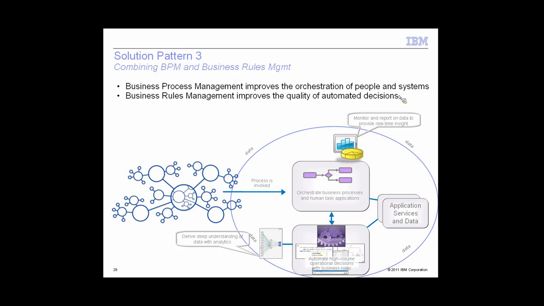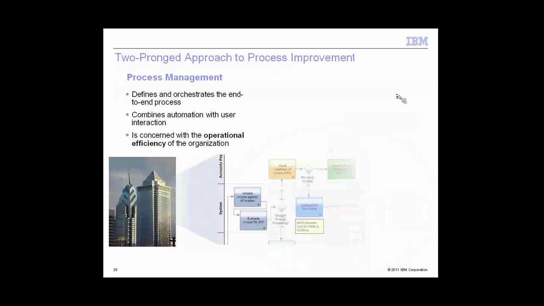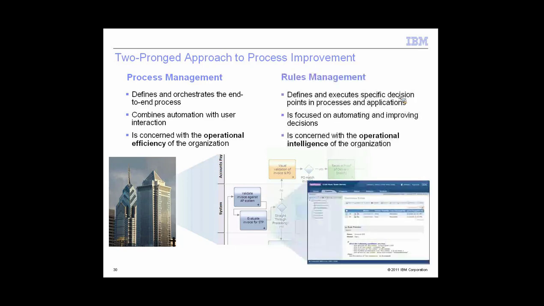All right, so combining BPM and rules. The rest of these go fairly quickly, by the way. Combining BPM and rules. Process management is obviously, here I'm talking about, defining and orchestrating the end-to-end process. So what it's really concerned with, it's hard to see that this is bolded, is the operational efficiency of an organization. Whereas business rules management is concerned with the operational intelligence of an organization. So it's synergistic. It's not overlapping really at all.